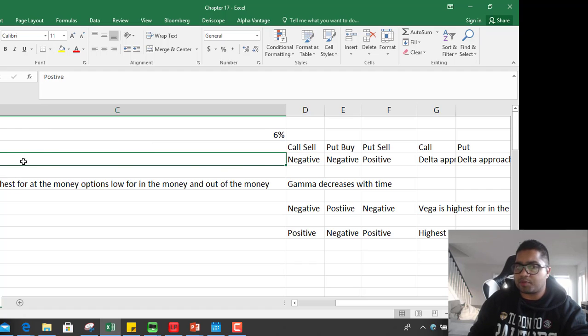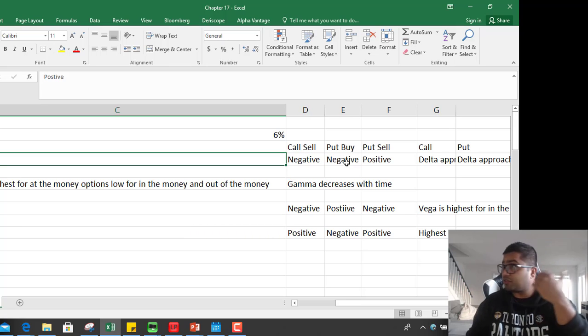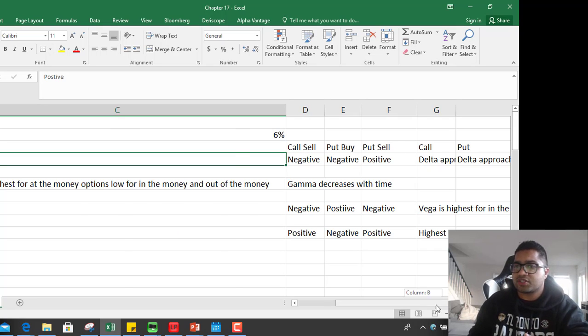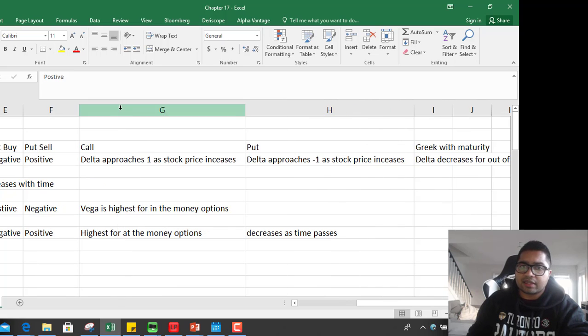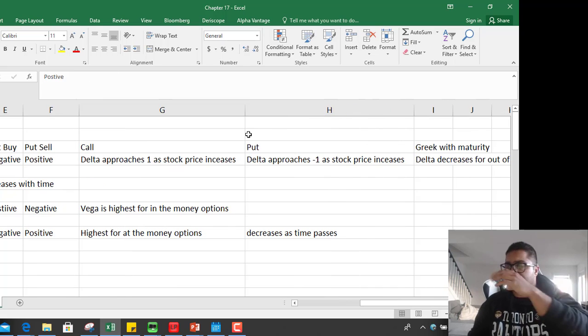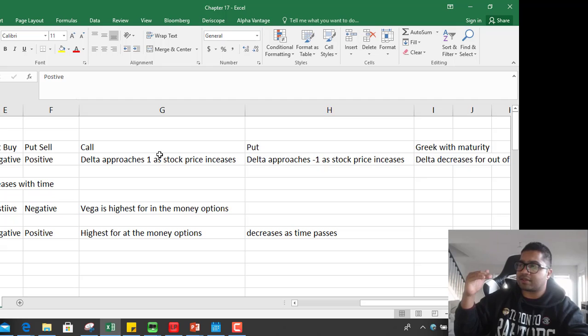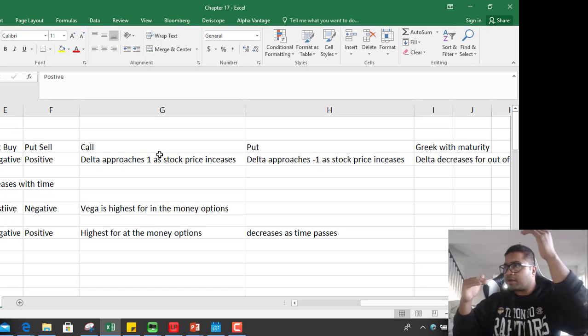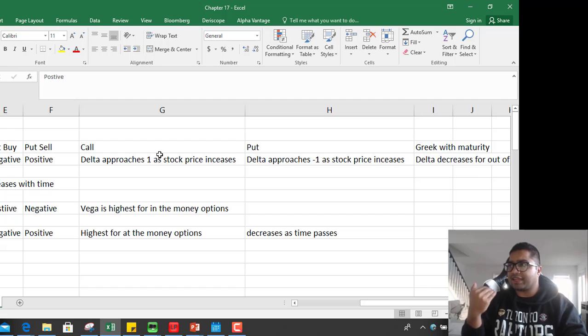So if you're buying a call option, you get positive delta. If you're selling a call option, you get negative delta. You get negative delta if you buy a put. If you sell a put, you get positive delta. Now, for call options, delta approaches 1 as stock price increases. So delta goes up as the price goes up, right, for a call option. So if the stock price starts going up and your options start getting into profits, so you're in the money, then delta starts approaching 1.